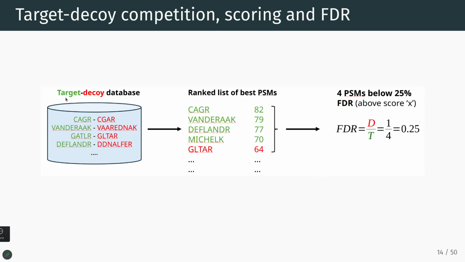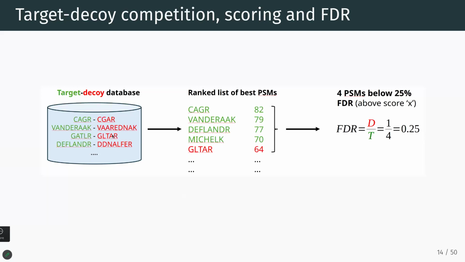So imagine KGR, Van der Eyck, Gatto, and Deflandre are the potential peptides that could be found in your sample. You would generate this second database, so double it, by reversing these peptides. And you know these decoys are false because they do not exist. These have been made up. And thanks to these decoys, you can have an idea of the false discovery rate of your identification.